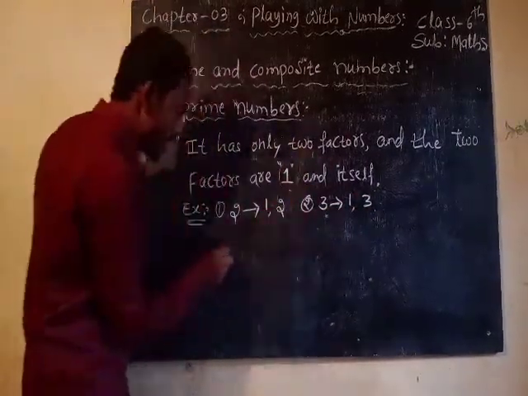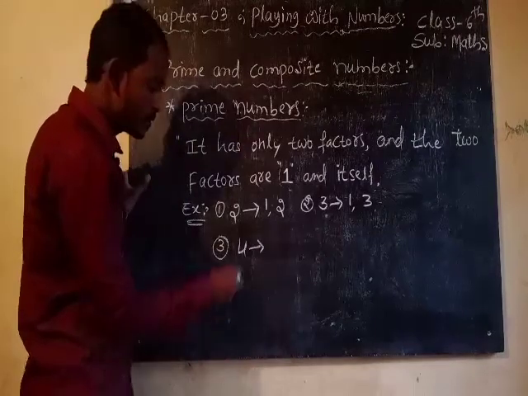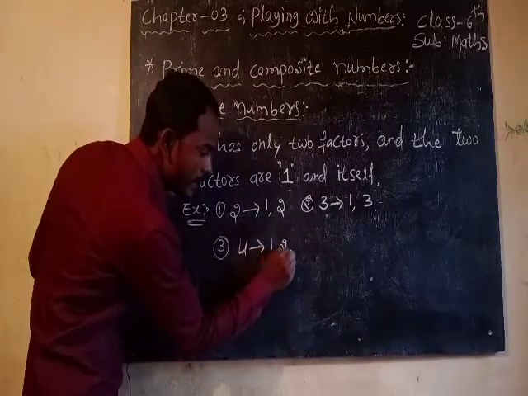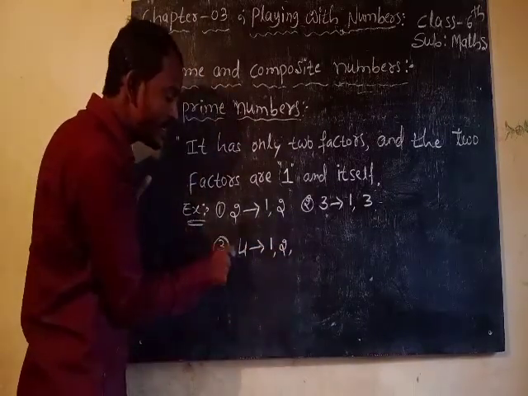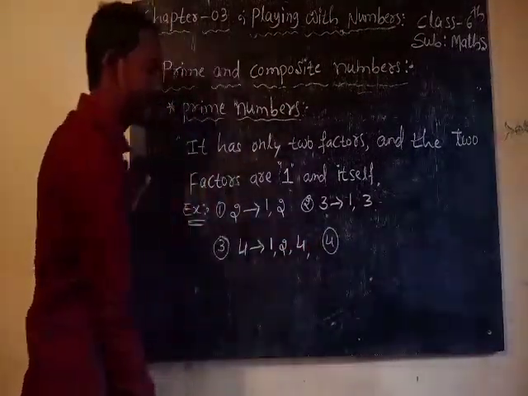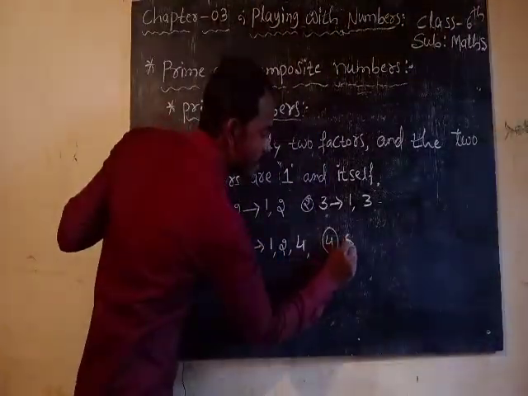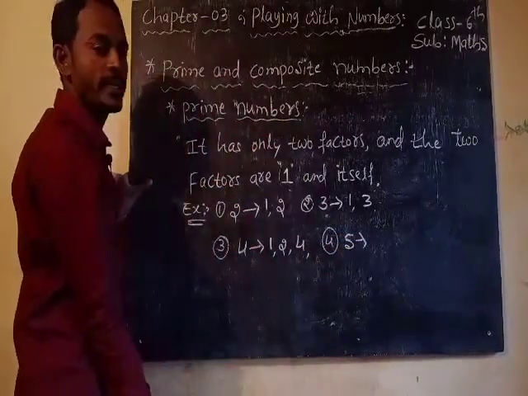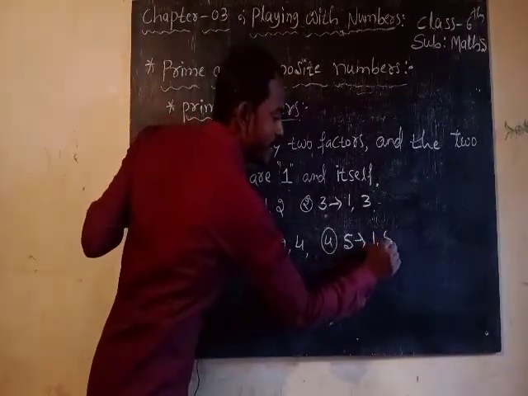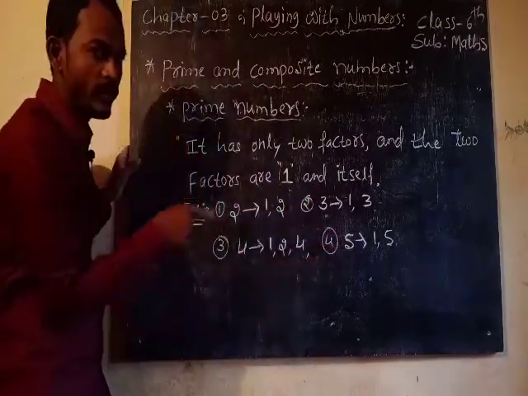The next number is 4. 4 is in the 1 table, and in the 2 table also. In the 3 table there is no 4. The next one is 4. The next example for finding whether it is a prime or composite number is 5. 5 is in the 1 table, and in the 5 table directly I write 5. So here I wrote 4 examples on the board.